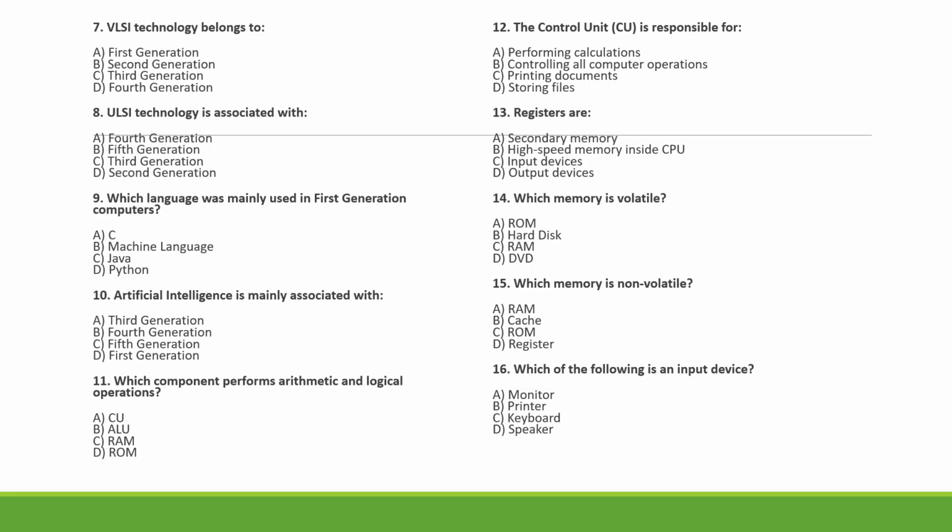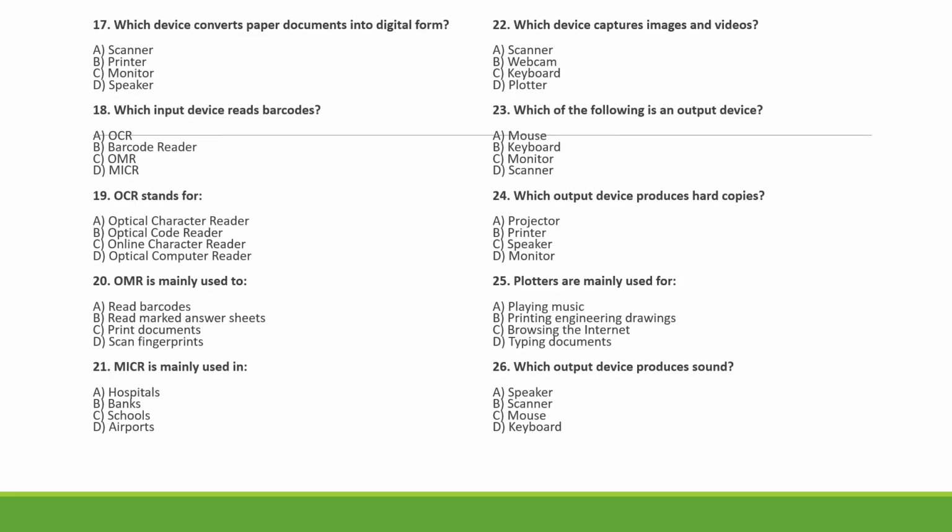Which of the following is an input device? Option A, monitor. B, printer. C, keyboard. D, speaker. Out of these, the keyboard is the input device. Then the correct answer is C. Which device converts paper documents into digital form? Here, if you want to convert your hard copy into a soft copy, we use the scanner. Then option A is the correct answer.